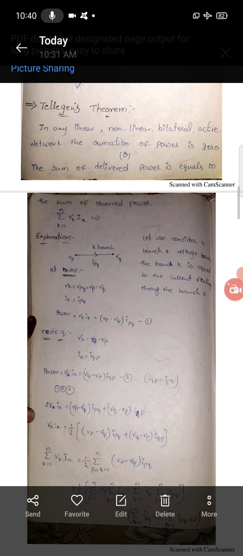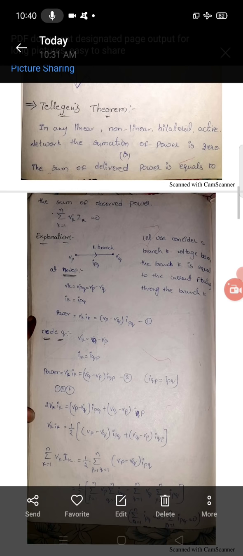On the LHS, what we get is Vk into Ik plus Vk into Ik, that is 2 into Vk into Ik, equals, on the RHS, Vp minus Vq into Ipq plus Vq minus Vp into Iqp. Taking 2 to the RHS, Vk into Ik is equal to 1 by 2 into the bracket of Vp minus Vq into Ipq plus Vq minus Vp into Iqp.